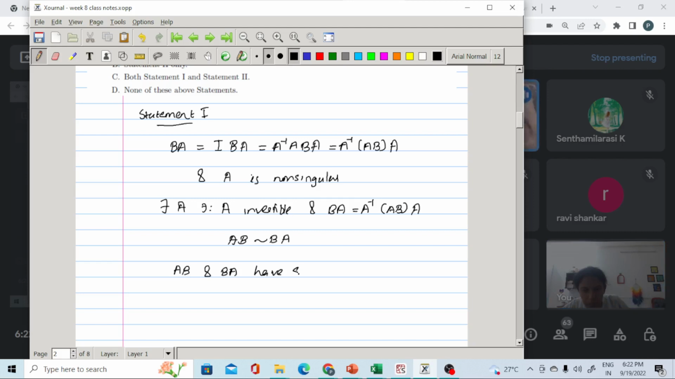In that case, AB must be a diagonal matrix, isn't it? AB and BA. No, this need not be a diagonal matrix. It is not diagonalizable. It can be any matrix. Whatever the matrix, AB and BA will be similar.